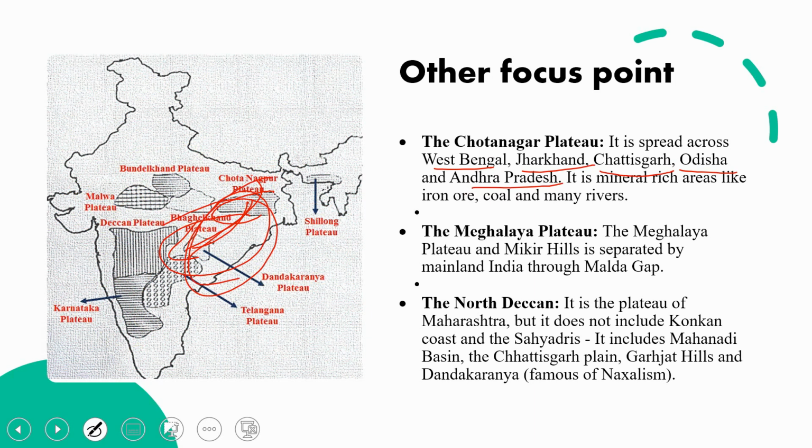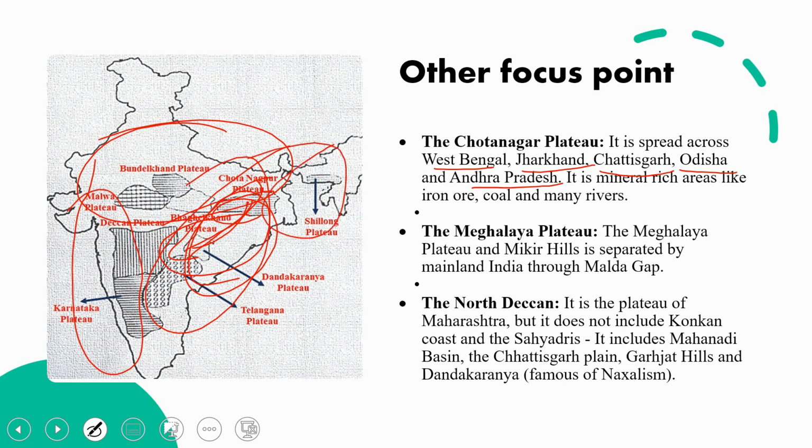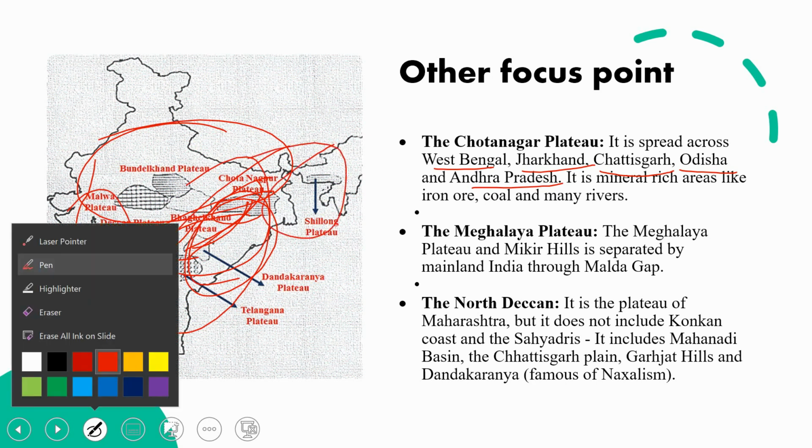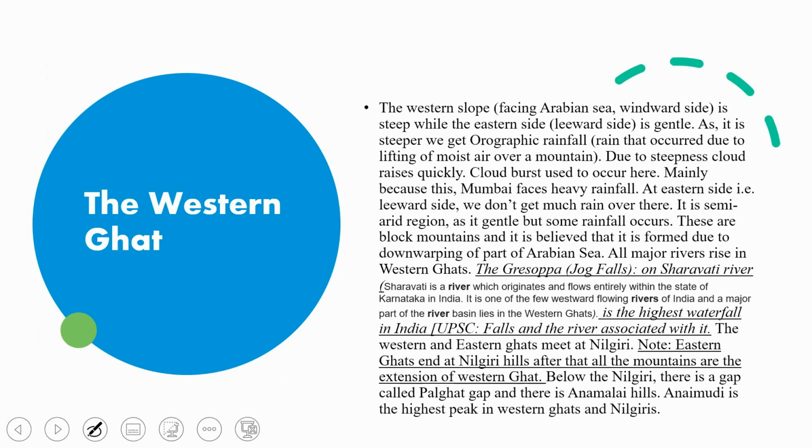Then northern Deccan, it is the plateau of Maharashtra, but it does not include the Konkan coast and Sahyadris. It includes the Mahanadi basin, the Chhattisgarh plain, Garhjat hills and Dandakaranya, famous for Nagpur. So see, you just have to remember where these are present. It is in the northern side, which is in the western side, it is in the eastern side, it is in the northeast side. That's it. These are the major points to focus on.